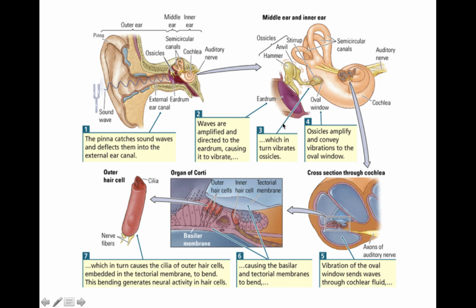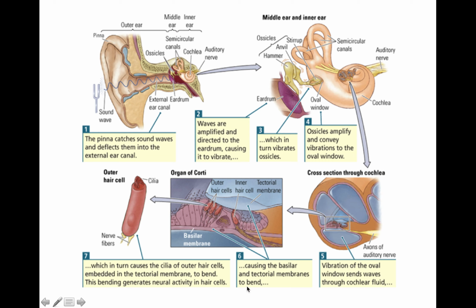We went over the first four, so let's go over number 5. Vibrations in the oval window send waves through the cochlear fluid, which is the fluid inside the snail-like structure. This causes the basilar and tectorial membranes to bend. Here you have the basilar membrane, and here you have the tectorial membrane. In the basilar membrane, you have all these little hair cells, right? Here you have inner hair cells, and here you have outer hair cells.